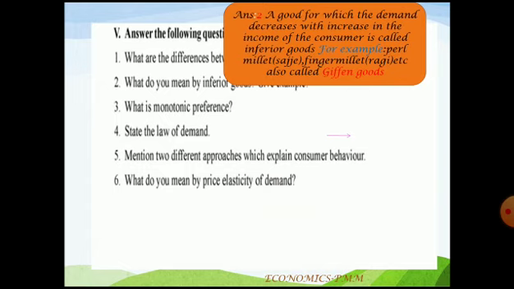Point to be noted: as income increases, usually what happens? The demand for normal goods, superior goods will increase. But in the case of a few commodities, as the income of the consumer increases, the demand for such goods falls. Such goods are called inferior goods. For example, if the consumer's income increases, instead of purchasing a basic handset or mobile, he will purchase an Android or a smartphone. There are a few day-to-day examples here.